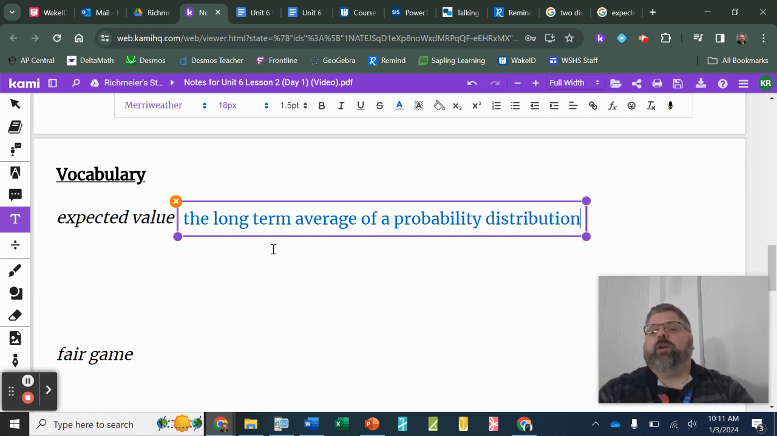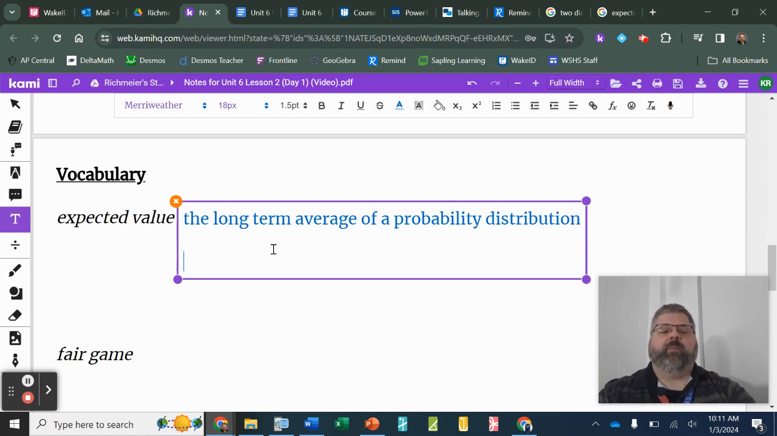And when I say long-term, what we're talking about is this is what would be your win or loss, in this case for money, if you were to play the game a lot of times, like hundreds and hundreds of times. This would be what you would win on average or lose on average, depending on the type of game.